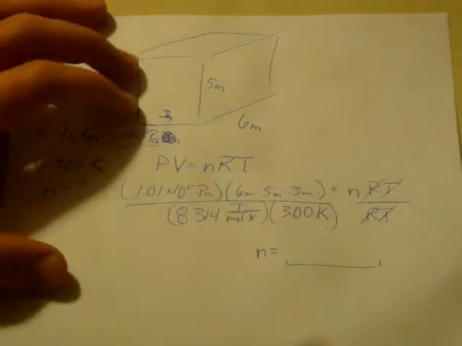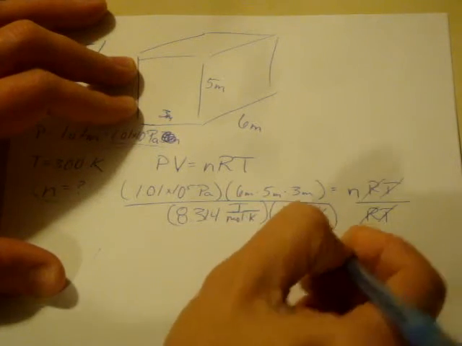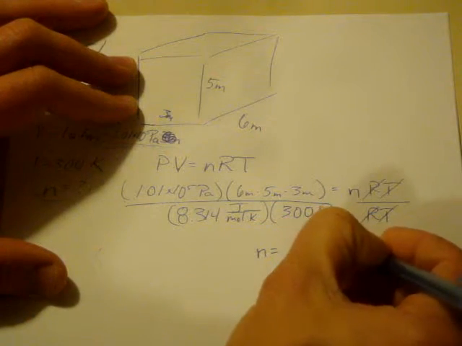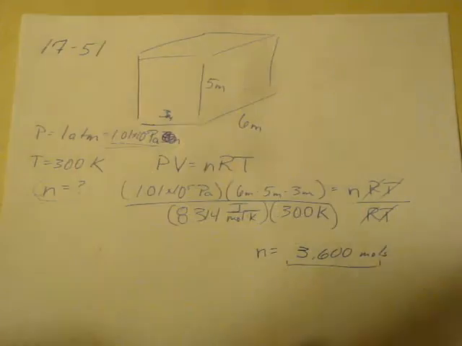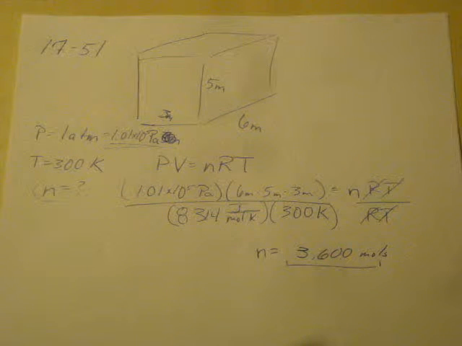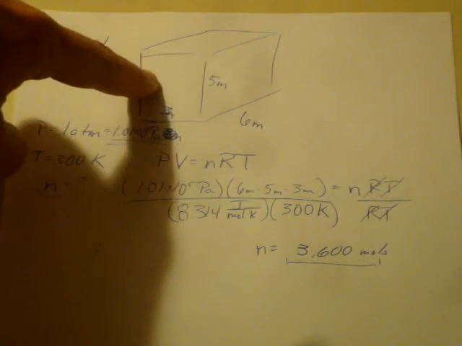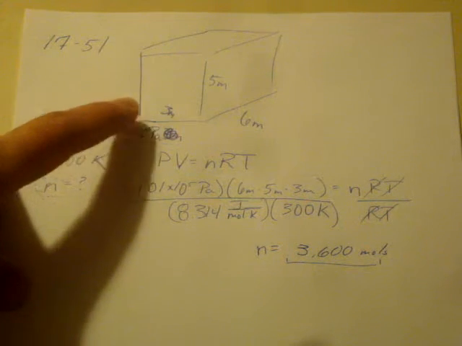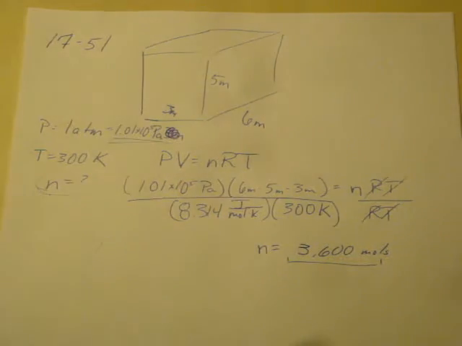All right, I calculated it out. I got a number of 3,600 moles. Okay, so that seems like quite a lot, but that's a mass. This is actually quite a large room. Most ceilings are only about 2 meters tall, so for 3 meters by 5 meters by 6 meters, it's a pretty sizable amount of space.